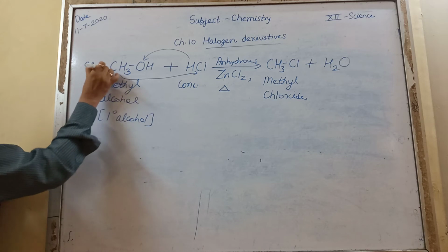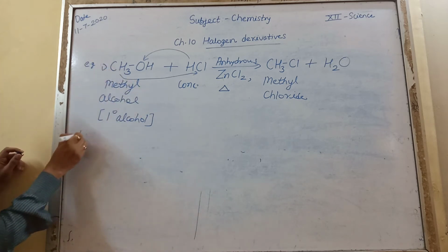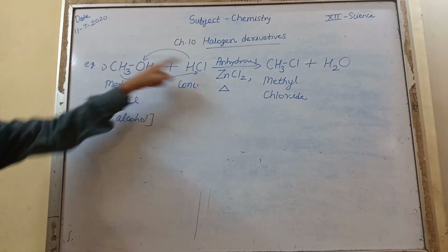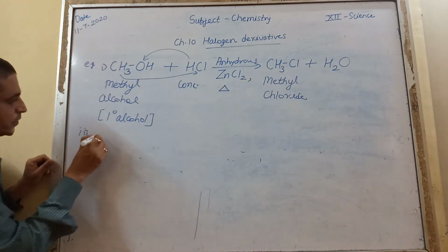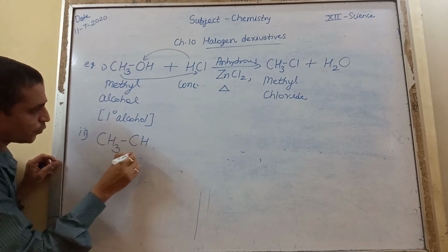Similarly, see the second example. What happens? H goes to OH, Cl goes to CH3. CH3Cl plus water. Now see the second example. We will see secondary alcohol.